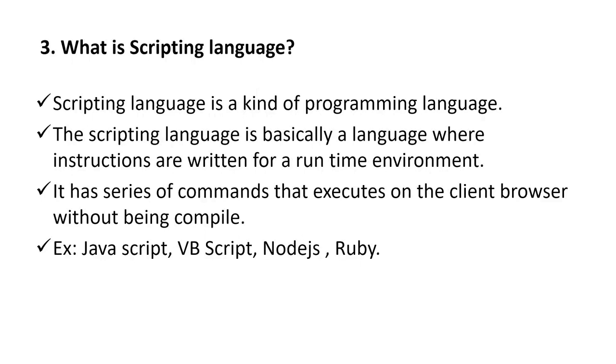What is scripting language? Scripting language is a kind of programming language. The scripting language is basically a language where instructions are written for a runtime environment. It has a series of commands that executes on the client browser without being compiled. Examples of scripting languages are JavaScript, VBScript, Node.js, Ruby, etc.